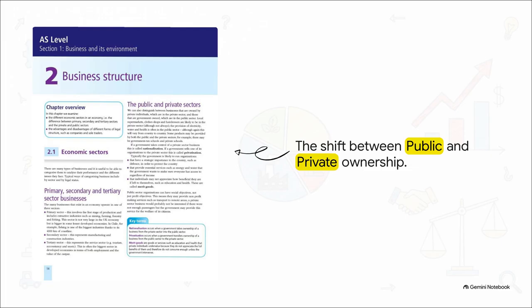And it works the other way too. A government can sell off a public organization to private investors, which we call privatization. It's a massive structural shift that completely flips an organization's core objectives from public welfare right over to private profit.